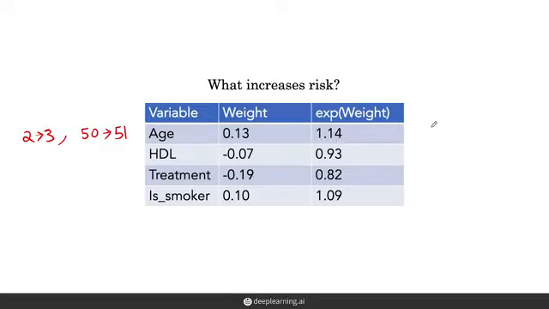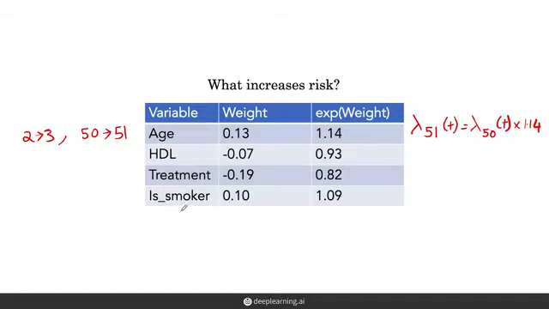And just to put that down, if someone is 51 and we looked at their risk at any time t, it would be lambda of 50 at time t times the factor of 1.14. And now we can see that for HDL, we have a negative weight, and when we take the exponent of that, the result is smaller than 1, so this is actually decreasing risk. For treatment, we see the same thing where our weight is negative, and so our exponent of that weight is going to be smaller than 1. Therefore, having treatment or having a high HDL is actually reducing the risk for that patient.